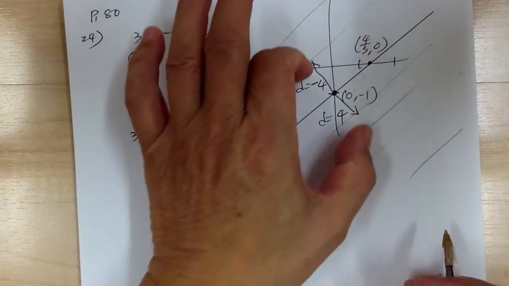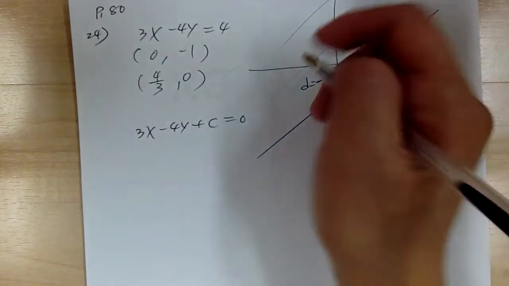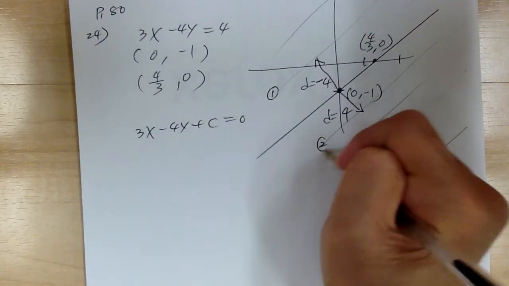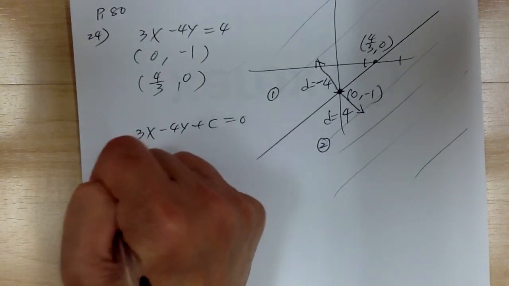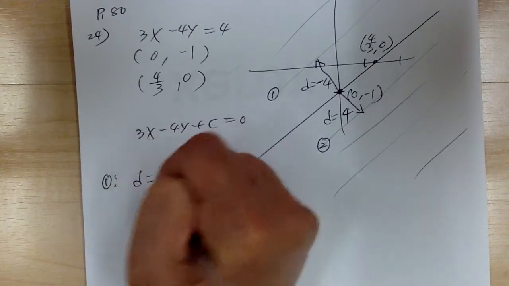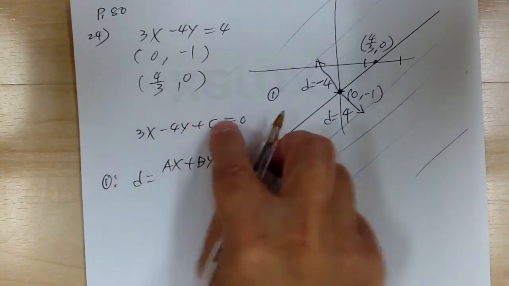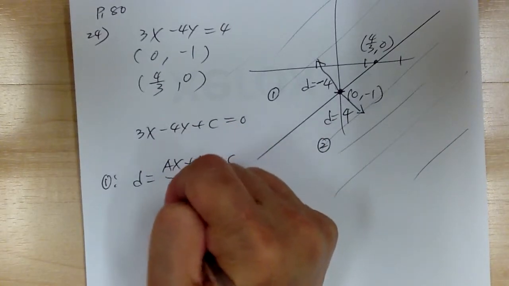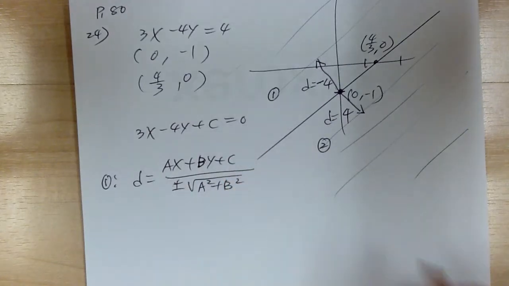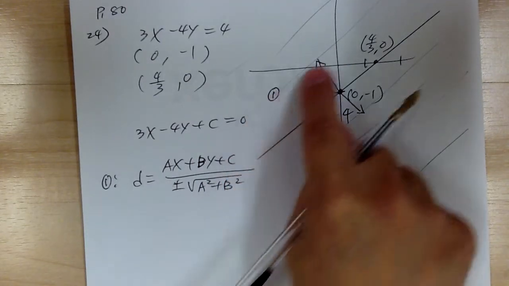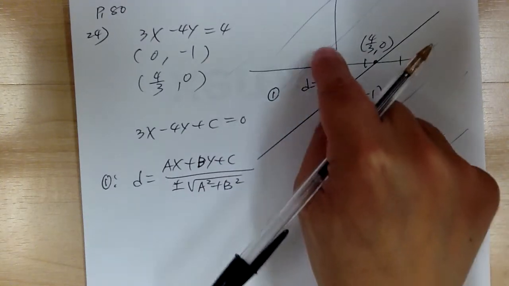Okay, so to give you 8 units apart, right? And this one is in between. So I'm going to call this equation 1, and I'm going to call this equation 2. Okay, so for equation 1, you can write down your distance formula, right? Ax plus By plus C, so that's your equation over plus or minus square root of A squared plus B squared. So for equation 1, the equation for line 1, d is negative because the point is below that line.